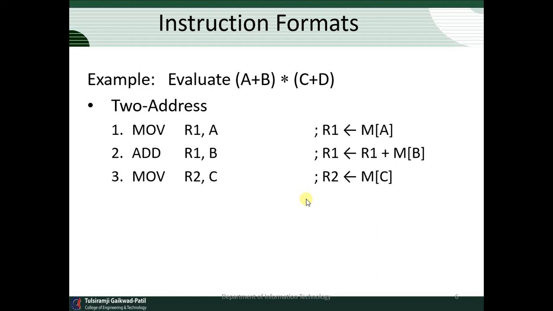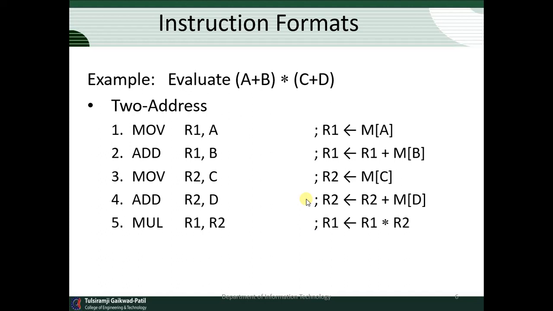Now the fourth step is to add R2 register with D, because one data is stored in D and the second data, the C data, is stored in the R2 register. Now we need to multiply R1 into R2. Here you can observe, multiply R1 into R2. Now one more step is required to store that data in X register. That is called a move. The multiplication result stored in the R1 register is again stored in the X register.